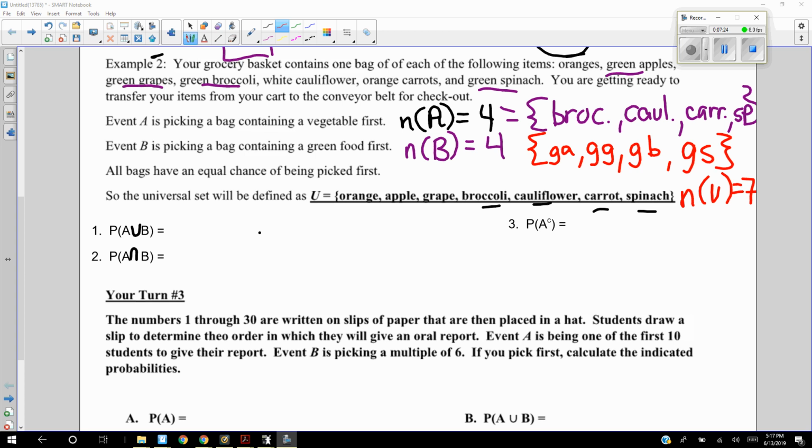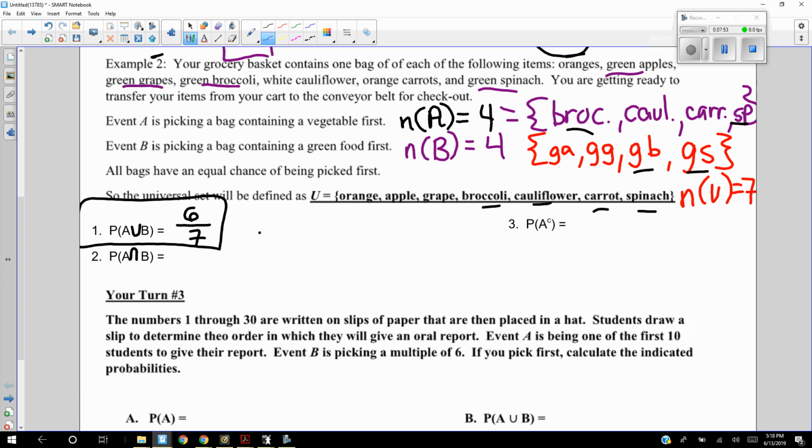So the probability of A union B is all of the items in both of those sets without repeating yourself. So there's 6 total items up there without repeating ourselves, because remember, spinach shows up here and broccoli shows up here in both places. So there's 6 total items. So a 6 out of 7 chance of getting something in set A or set B.